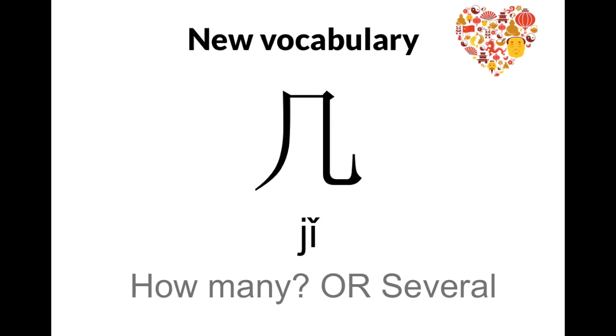几, third tone. Also a very common word that has two different meanings that are kind of related. It can be either as a question word, where it means how many, or it can mean several of something. And you will mainly use the question version, but it's good to know that it doesn't have to be a question just because ji is in the sentence. So ji, third tone, meaning how many or several.